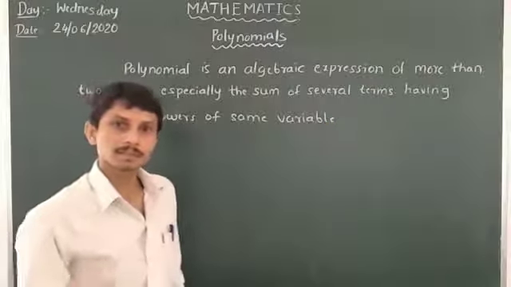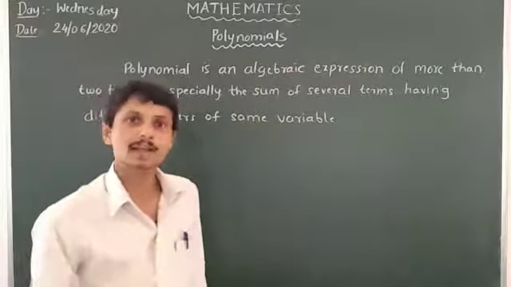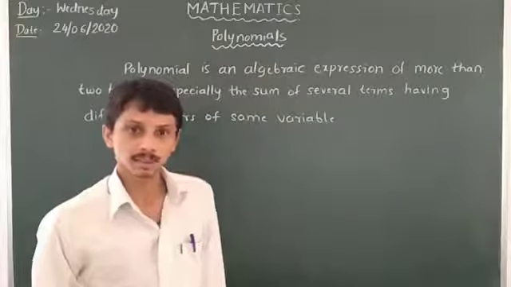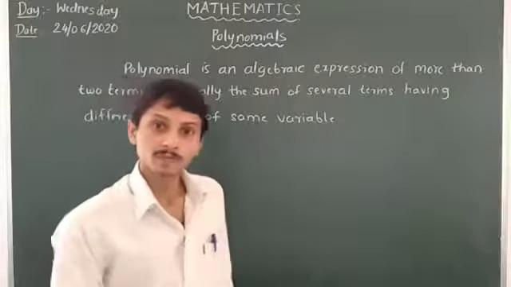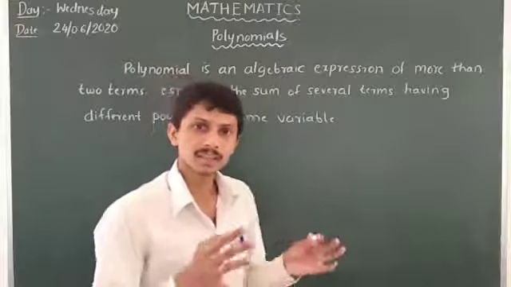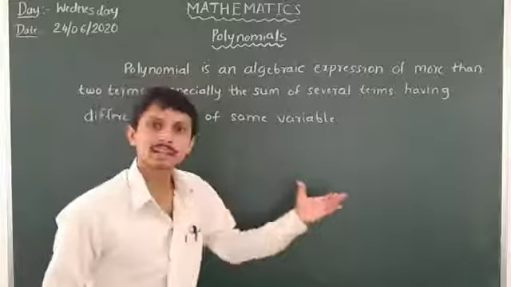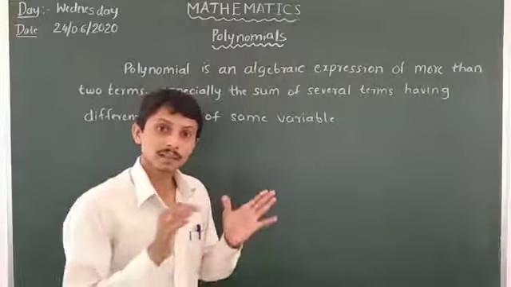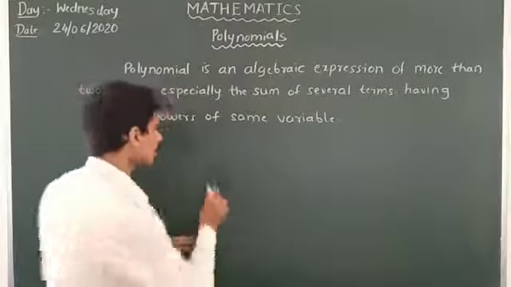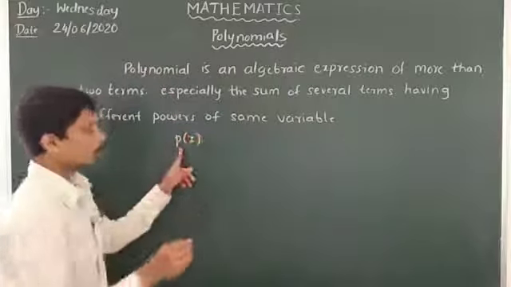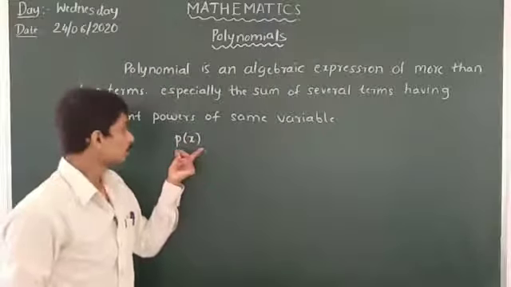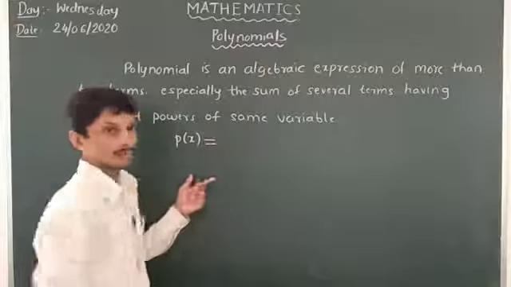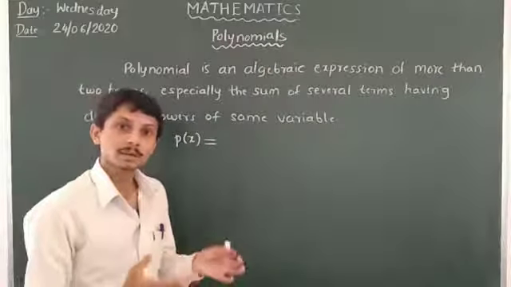So the simple definition is: it's an algebraic expression having more than two terms, especially the sum of all these terms, having different powers of the same variable. Let us consider the variable as x. I will keep on writing the variable x, the expression containing only x. So we represent this polynomial in the form p of x, that is polynomial of x, having several terms and also having different powers of the same variable.